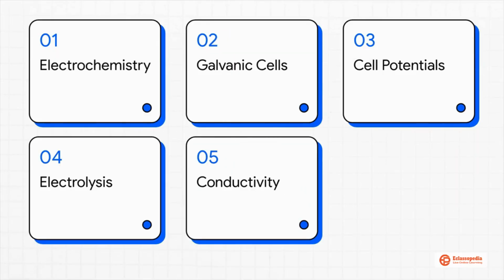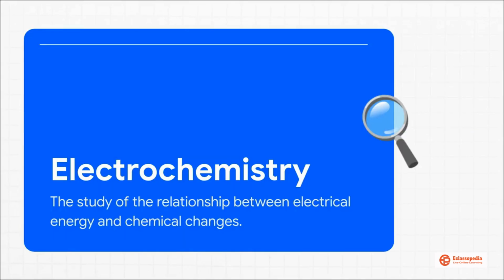Here's the agenda for today's explainer. 1. What is electrochemistry? 2. Galvanic cells, generating power. 3. Cell potentials and Nernst. 4. Electrolysis and Faraday's laws. And 5. Conductivity in solutions. So at its absolute core, electrochemistry is all about a two-way energy exchange.